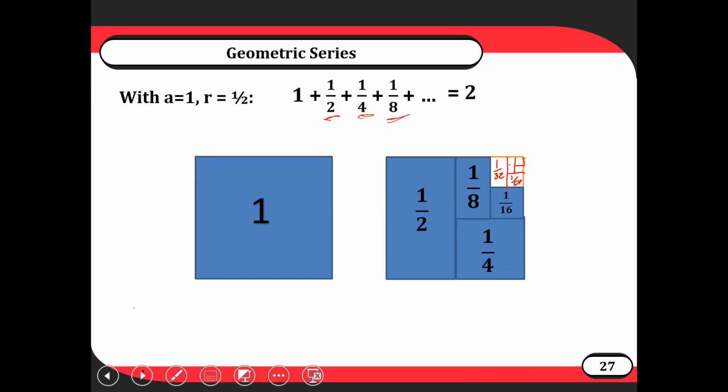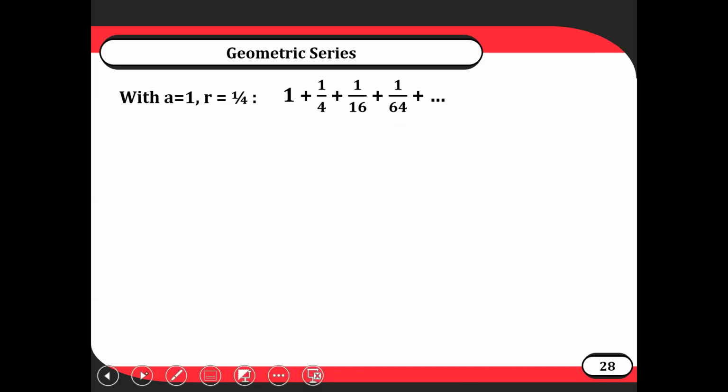So that's sort of a geometric way of looking at it, and this is what happens in general for all of these converging geometric series. So there's another example here. If we took r equal to 1/4, so we have 1 plus 1/4 plus 1/16 plus 1/64.